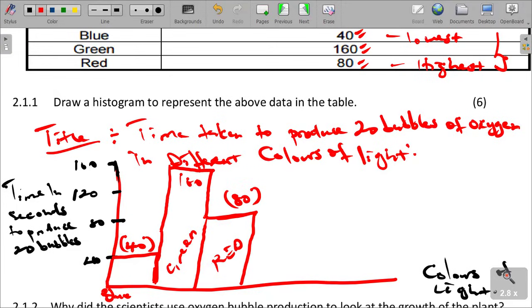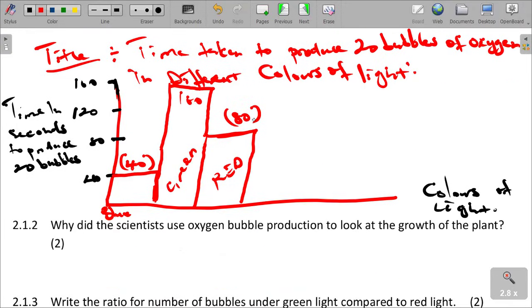So when you can do it this way, your marks cannot be doubted. What I said is that you always need to be able to label the axis. So the axes are labeled: colors of light on the horizontal and time in seconds on the vertical. And then there is a suitable scale of 40, which is given as 40, 80, 120, 160. Our graph can be so readable and clean like that. The title is also given here.